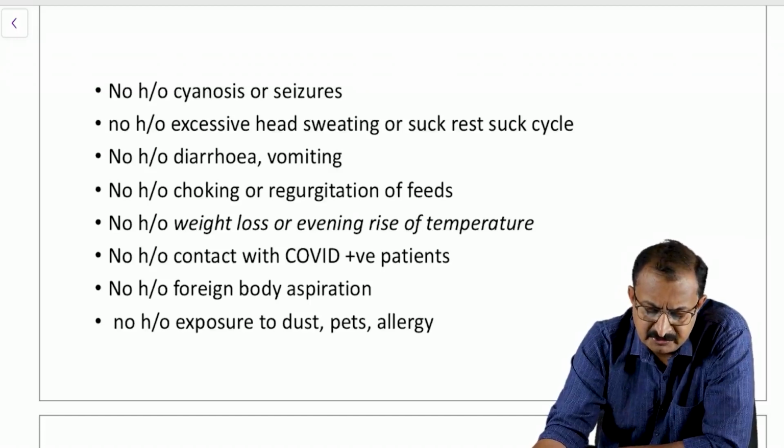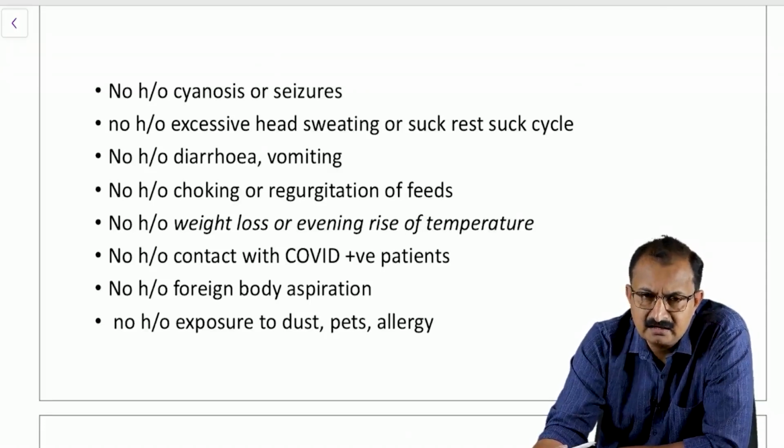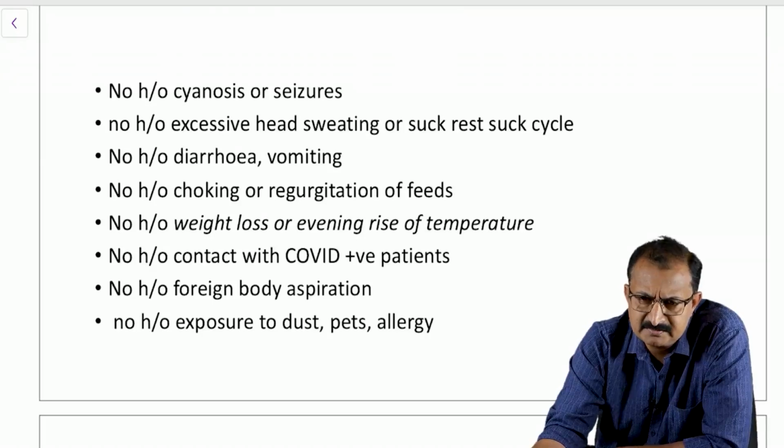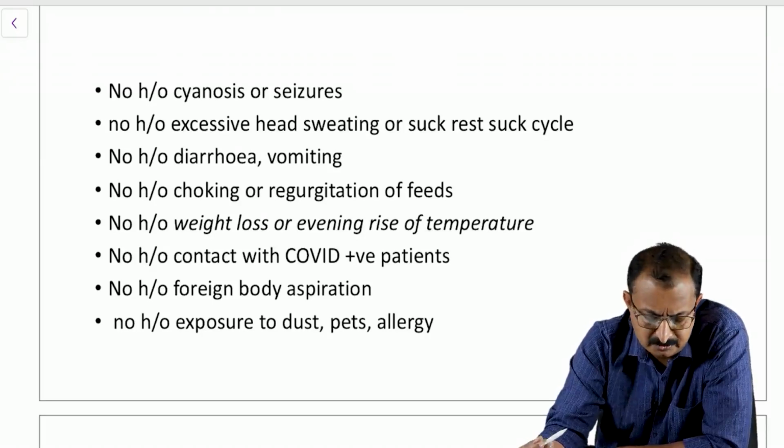No history of excessive head sweating or suck-rest-suck cycle. So excessive head sweating and this suck-rest-suck cycle usually indicate congestive cardiac failure, and here there is no such history. So you can infer that the symptoms are less likely to be due to a cardiac problem.